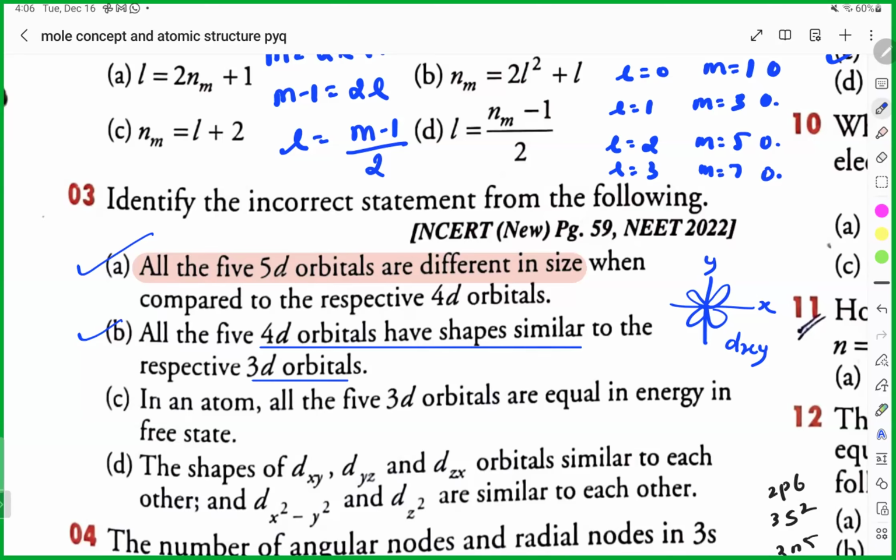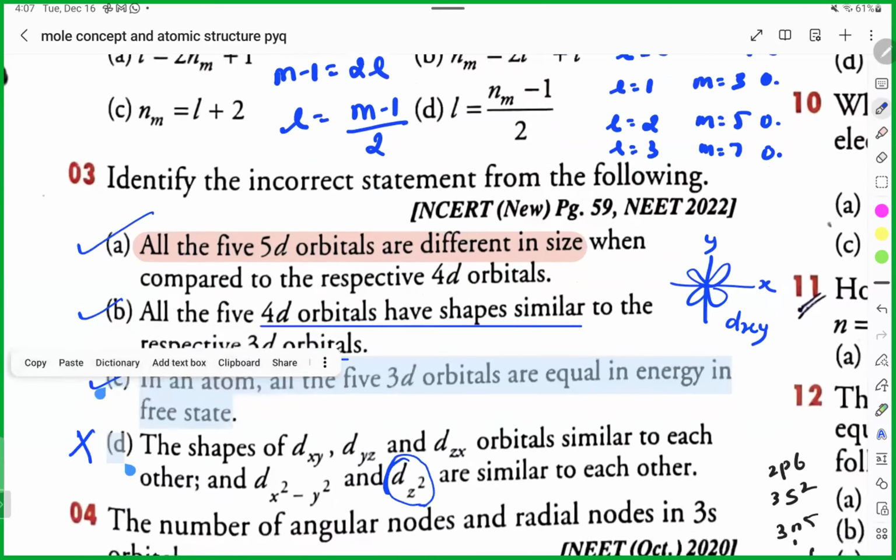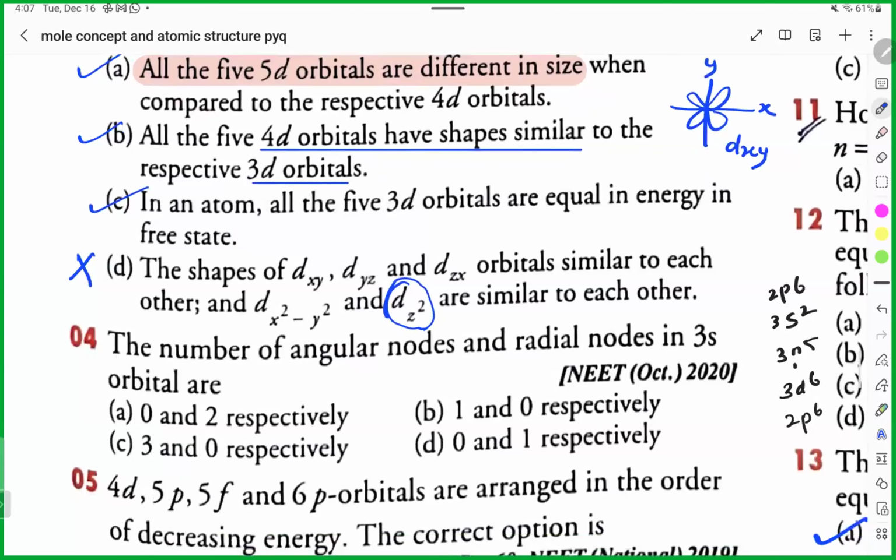Third, in an atom all 5 3D orbitals have equal energy in the free state. Correct. In a coordination compound, you know in crystal field theory all 5 orbitals are degenerate in nature because they have equal energy. And last, the shape of dz square is completely different. Correct. So this statement is wrong. Tell me, guys. Make sense?